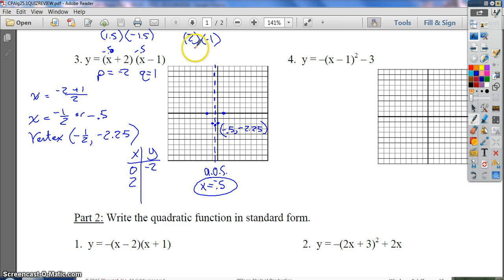Let's put 2 in. 2 plus 2 is 4. 2 minus 1 is 1. So we're looking at 2, 4. 1, 2, 3, 4. Up 4. 3 is going to be close. Let's see if it gets us off the chart.